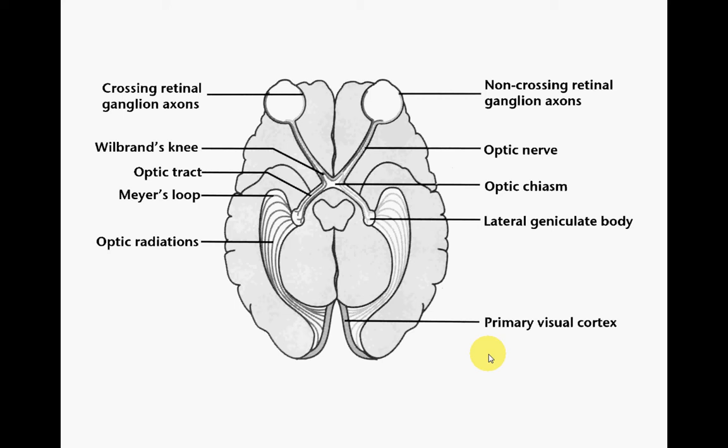We look at the pathways in the visual cortex. There are three that we want to look at. The ventral stream.